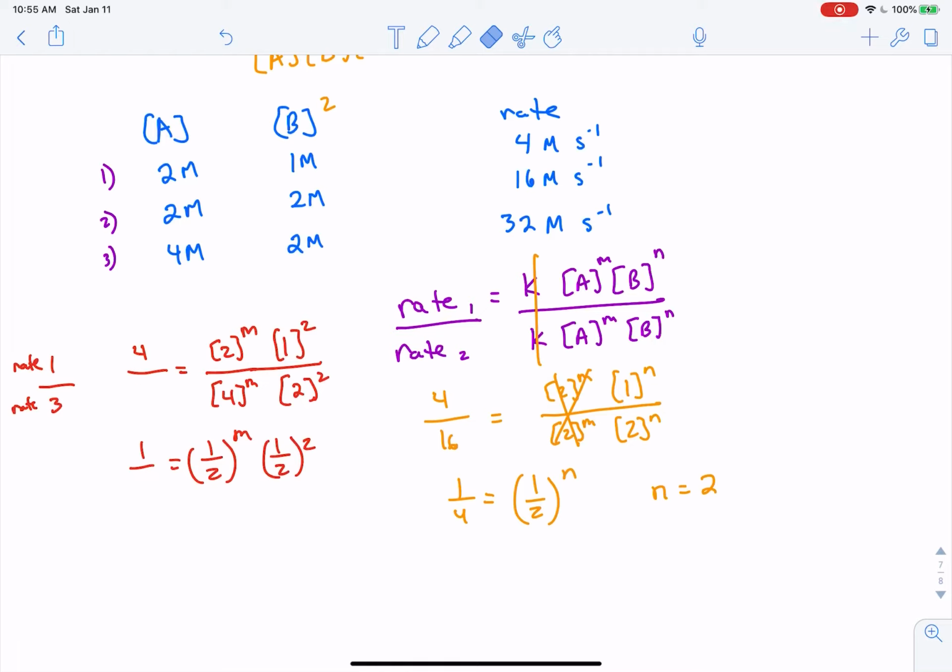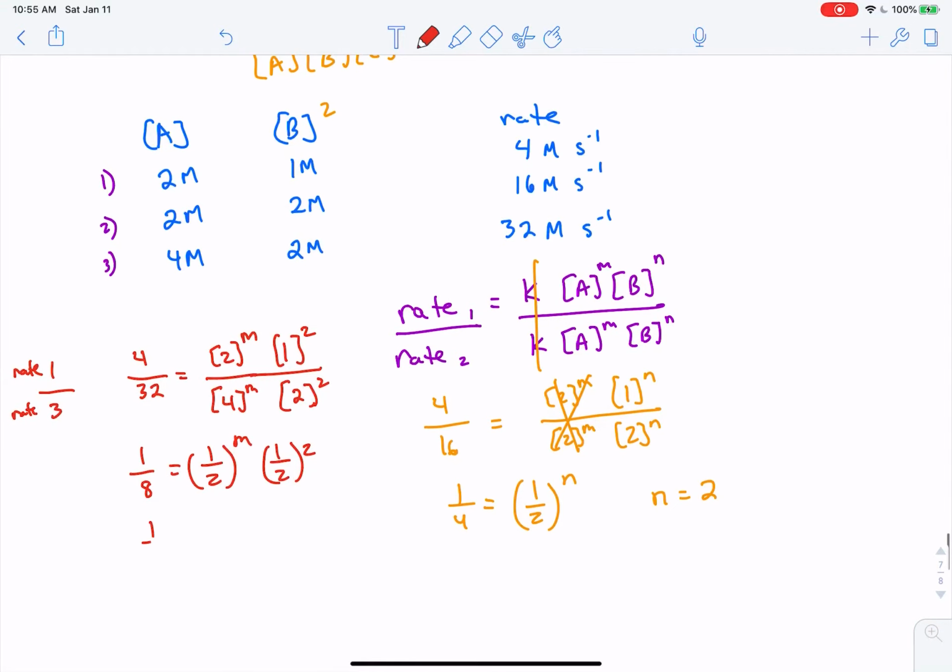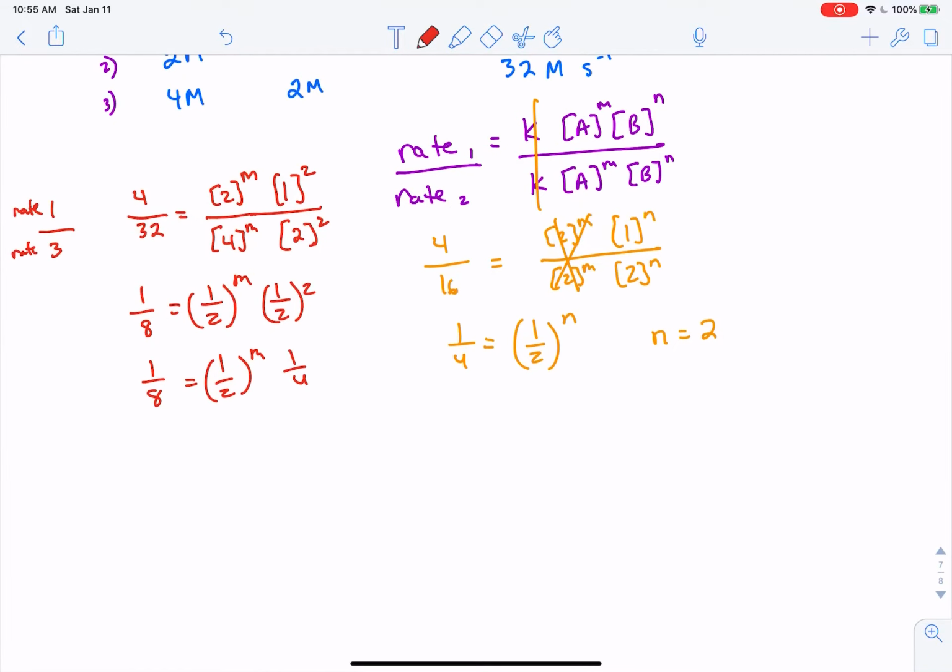So let's redo this. So this is 32 and that's 1/8. This will work now, and this will work with 2 and 3 as well. I should have checked 2 and 3 before I made up those numbers, but lesson learned. So this is 1/8 is equal to 1/2 to the m times 1/4. So now we remove B's impact and we end up getting 1/2 times 1/2 to the m. So m is what? 1.